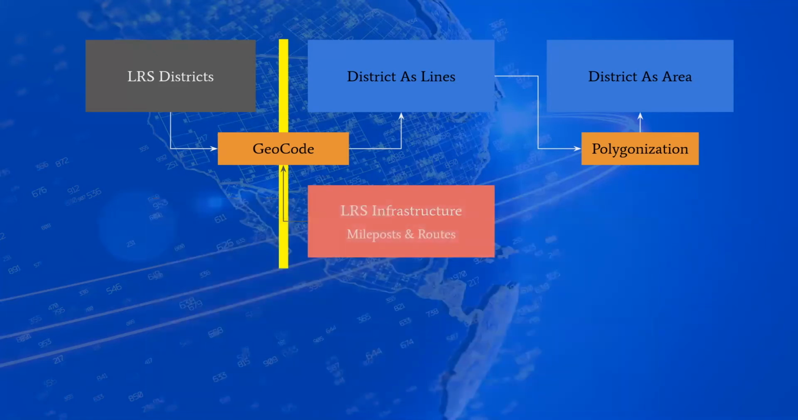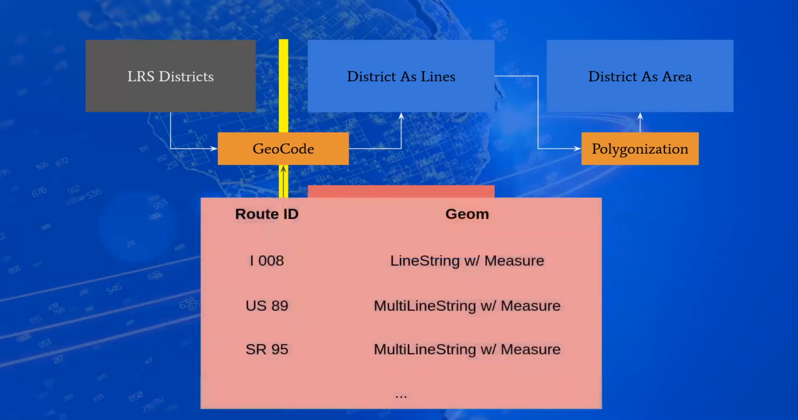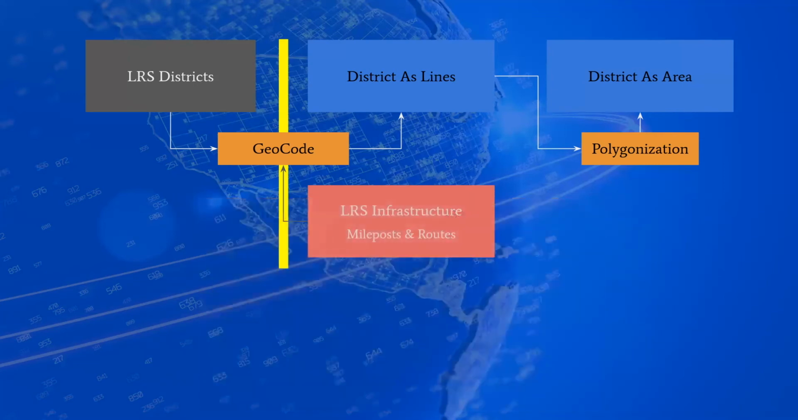The most important infrastructure piece is the route. Its structure is very simple. It just contains a unique route ID representing the particular route alignment, then geometry in line string or multi-line string with measure, with consistent measure built across the entire route. So with this infrastructure, we'll be able to geocode to create district as lines.